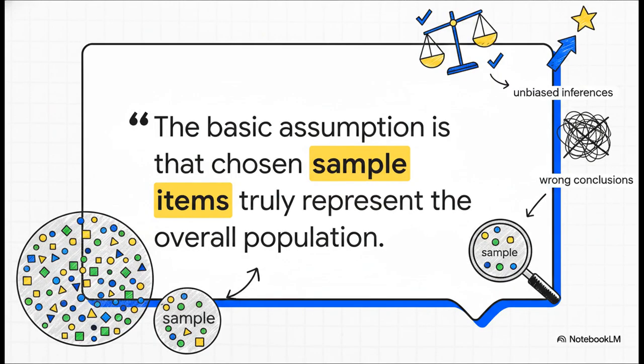Before we wrap up, I really want to leave you with this foundational quote straight from our source material. The basic assumption behind sampling is that the chosen sample items truly represent the characteristics of the overall population. This right here, this is why we care. This is the entire point of everything we've talked about today. Making valid inferences without bias is the ultimate goal of any researcher. Because listen, if your sample doesn't actually represent your universe, your conclusions are going to be completely wrong no matter how perfect your math is.